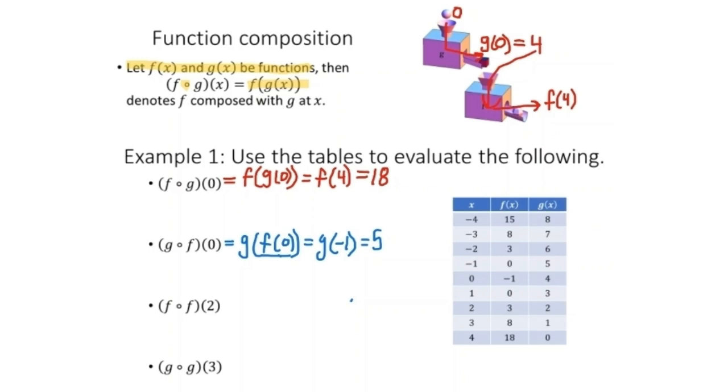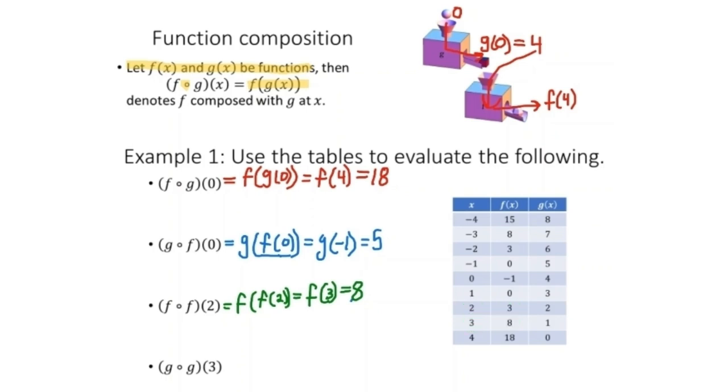Next, we're going to evaluate f composed with f of 2, which means here we are composing f with itself. f composed with f of 2 equals f of f of 2. Using our table, we can see when x equals 2, f equals 3. Now we need to evaluate f of 3. Going back to our table, we can see that when x equals 3, f equals 8. So f of 3 equals 8. So f composed with f at 2 will equal 8.